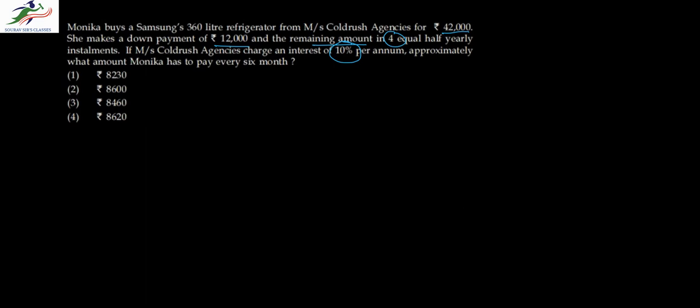So here we are given that Monica will be paying 30,000 rupees in 4 installments, one after 6 months, one after 12 months, one after 18 months, and one after 24 months. And the interest rate is given as 10% per annum, which means roughly 5% every 6 months. So at the end of 6 months, she pays X. At the end of 12 months, she pays X. At the end of 18 months, she pays X. And at the end of 24 months, she pays X.